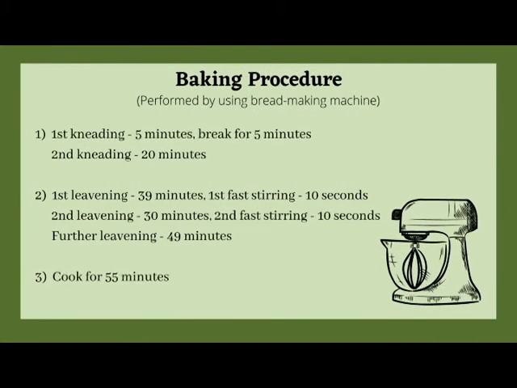For the baking procedure, a bread making machine was used. First step, for the first kneading, knead for 5 minutes and take a break for 5 minutes. For the second kneading, knead for 20 minutes. Second step, for the first leavening, leave the dough for 39 minutes followed by fast stirring for 10 seconds. For the second leavening, leave the dough for 30 minutes and fast stir for 10 seconds. For further leavening, leave the dough for 49 minutes. Last step, bake for 55 minutes.